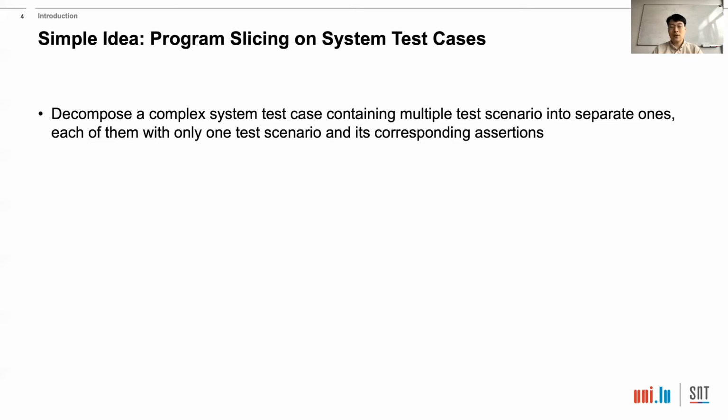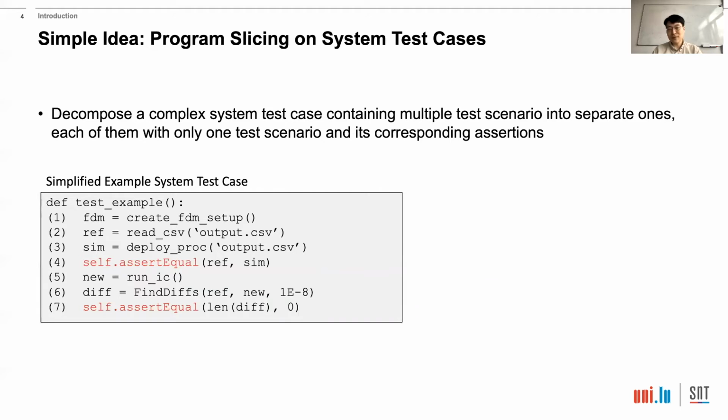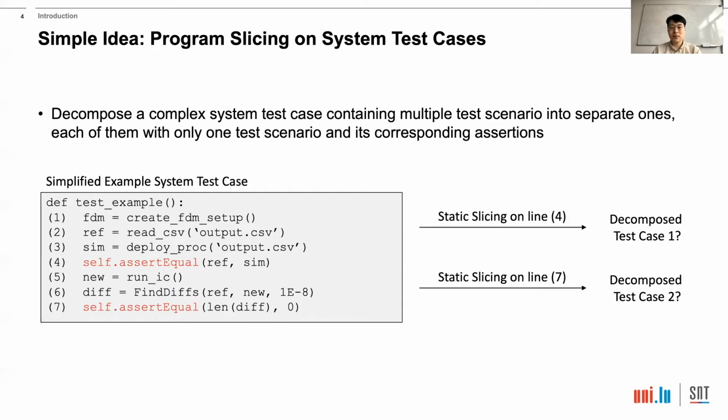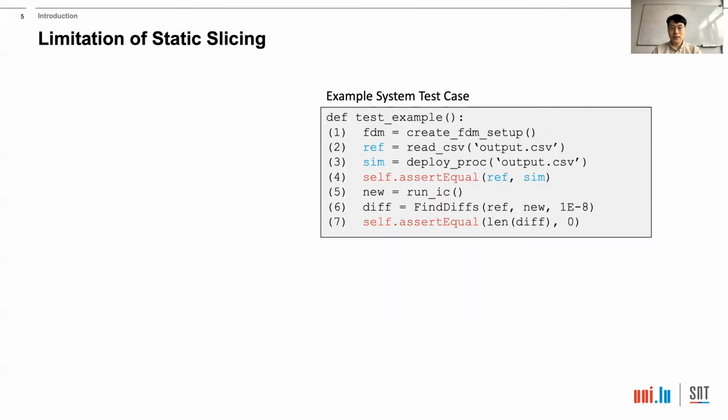We can just decompose a complex system test case containing multiple test scenarios into separate ones, so that each of them has only one test scenario and its corresponding test assertions. Let's think about this simplified example of a system test case that has only 2 assertions, lines 4 and 7. By applying static slicing on those assertion lines, we can decompose this test case into 2 decomposed ones. But there is a limitation of static slicing.